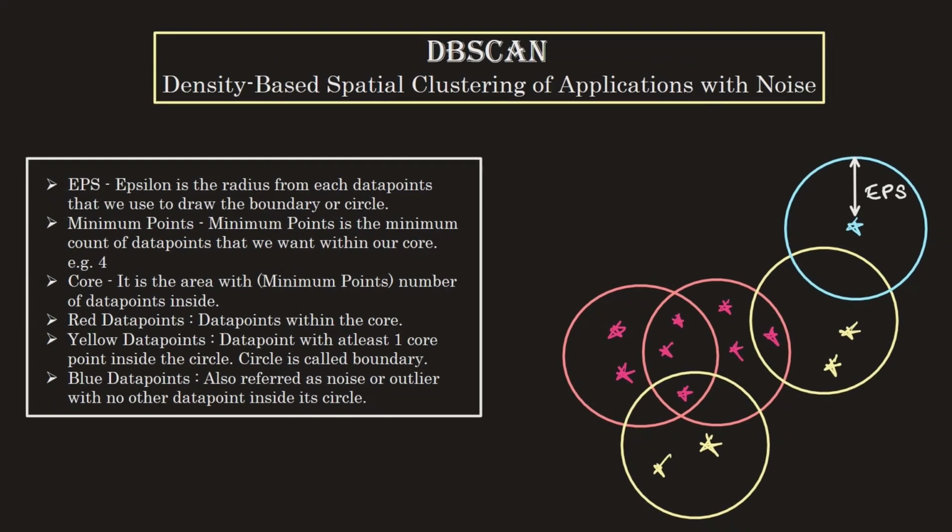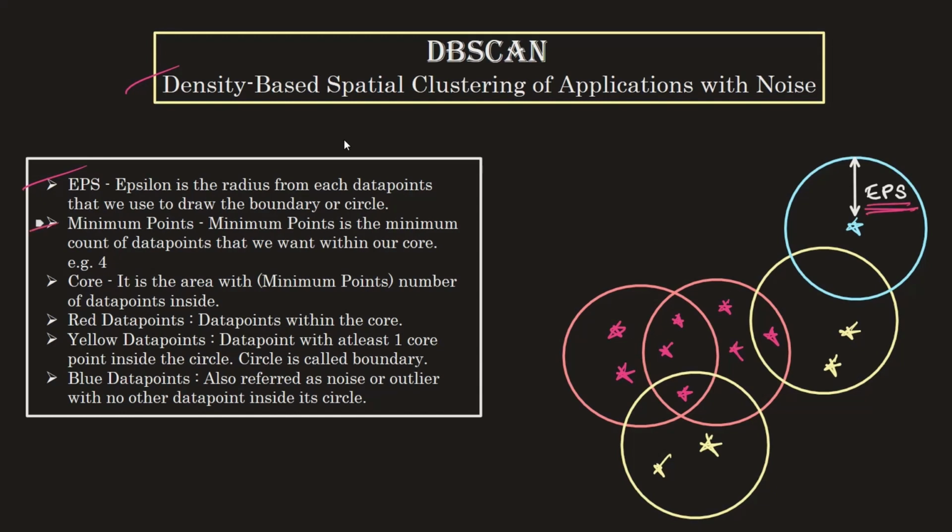So let's move ahead and understand how this clustering technique actually works. Okay, you have a lot of things on your screen at the moment. For anyone who is new to DBSCAN, it might seem slightly confusing, but do not worry. Everything you can see on your screen will be simplified within a few minutes. DBSCAN, or density-based spatial clustering of applications with noise, has the following components. First is epsilon. It is the radius from each data point that we use to draw the boundary or the circle. Each circle that you can see, its radius is called epsilon.